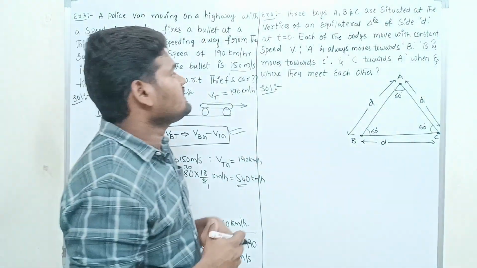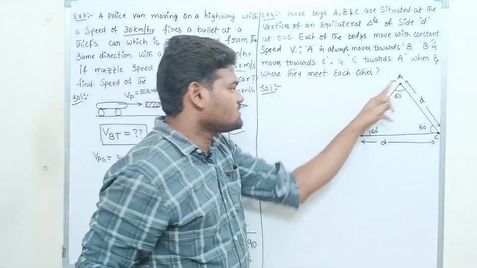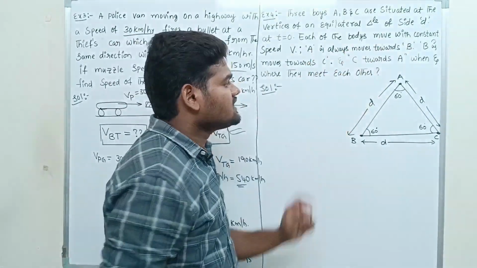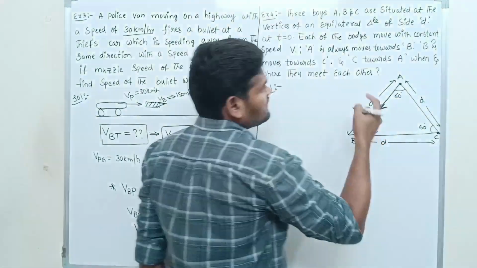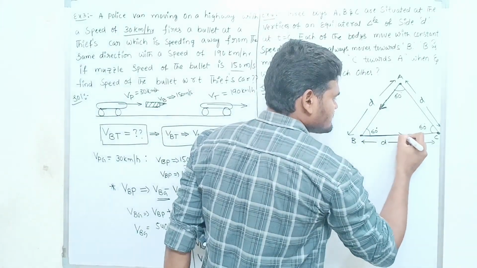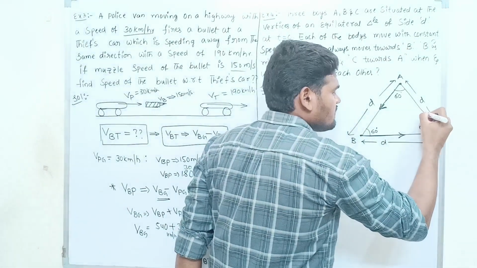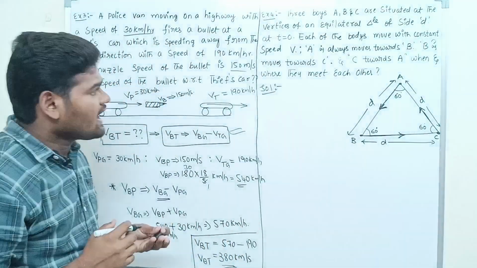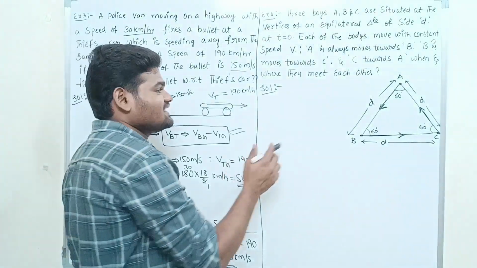Okay, so what are they asking? Each boy moves with a constant speed v. A always moves towards B, B always moves towards C, and C always moves towards A. So what are they asking? When and where do they meet each other? This is the question.